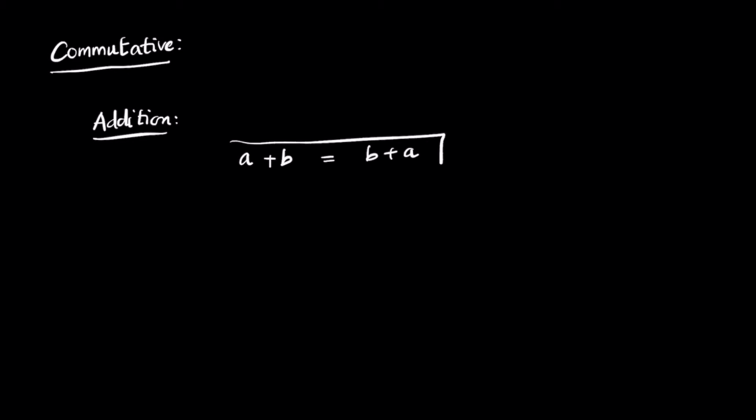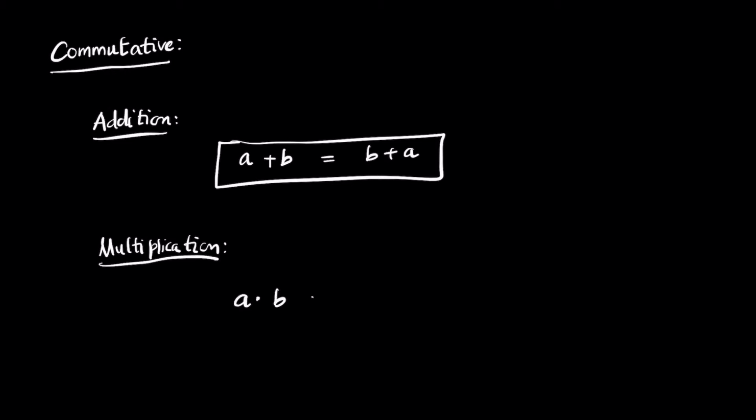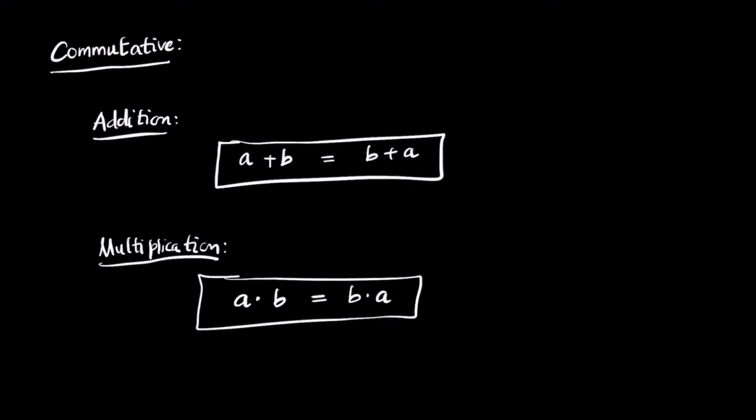The commutative property of addition basically states that the numbers can be added in any order without affecting the sum, which means that if you have two numbers a and b, they can be added as a plus b or b plus a. The same property for multiplication is that the numbers can be multiplied in any order without affecting the product. So a times b is equal to b times a. This is the commutative property of multiplication.